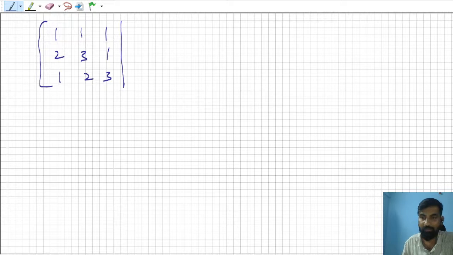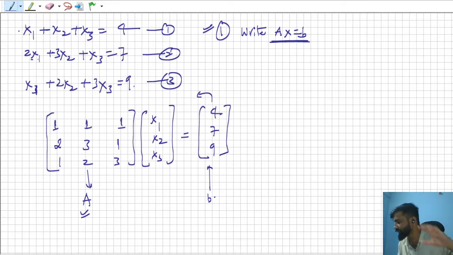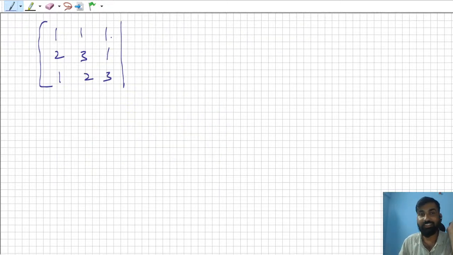And you write here the B matrix as well, because we are going to apply the operation on A and B as well. You see here, the right hand side is not 0. If the right hand side is 0, then you don't have to worry about it. But if the right hand side is not 0, then you have to take it into consideration while applying the elimination. See, 4 7 9.